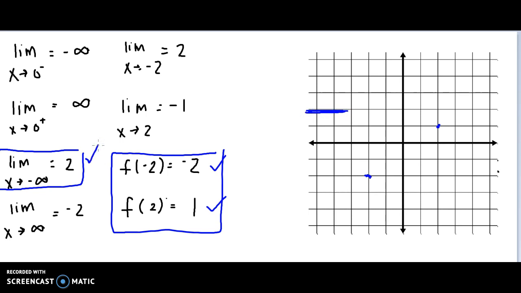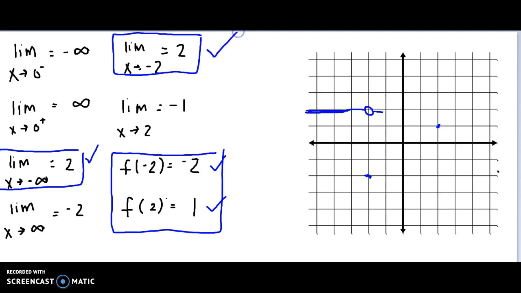My next leftmost point is right here. As x goes to negative 2, it says I'm going to the value of 2. So find negative 2 on your x-axis, and as we go there, from the left and from the right, I'm going to this value of 2. Make sure you put a hole here so you can pass the vertical line test, since you already have a point plotted.